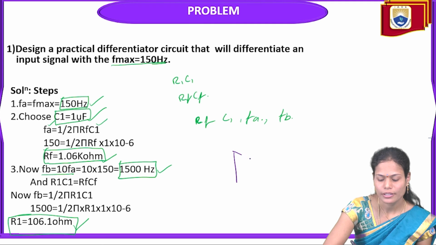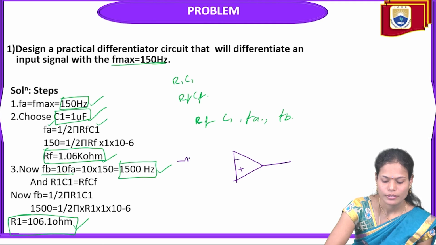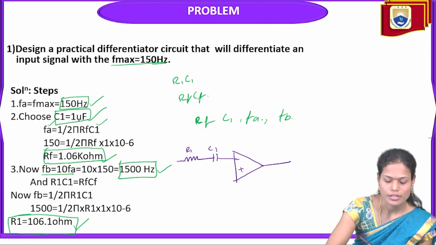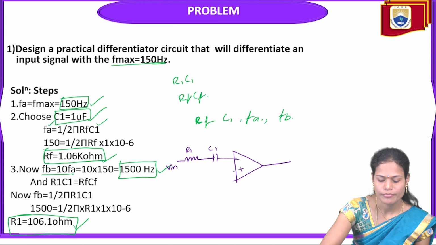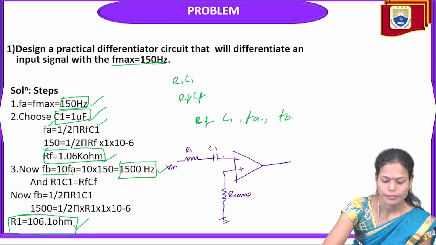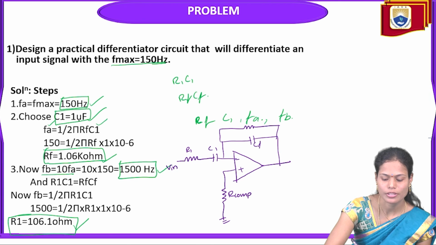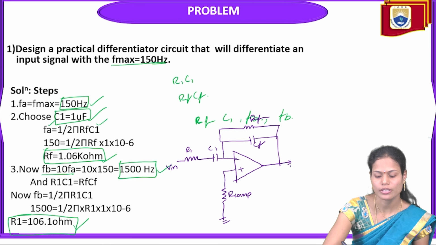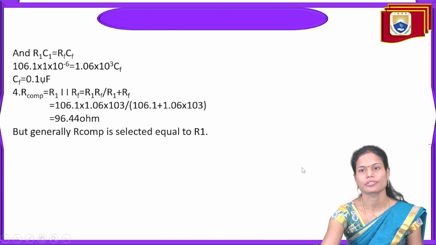So the practical differentiator here has the op-amp with minus and plus inputs, and the resistance R1 and C1 here. This is R1 C1, this is the input signal, and this is the R compensation resistance. And in the feedback we are having the capacitor as well as the resistance, CF and RF. So this is our practical differentiator circuit.